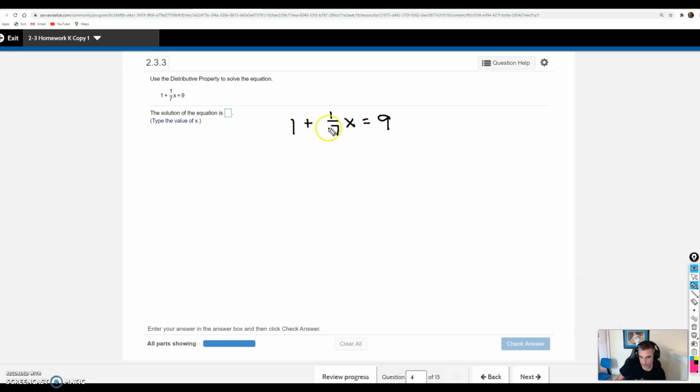I'm going to take everything on the left-hand side of my equation, put it in parentheses, and then multiply it all by 7. Now remember, whatever I do to one side of the equation, I have to do to the other. So since I multiplied the left-hand side by 7, I'm going to multiply the right-hand side by 7. All right, why did I do this? Well, it's no coincidence that I chose the number 7, because that is the denominator of my fraction.